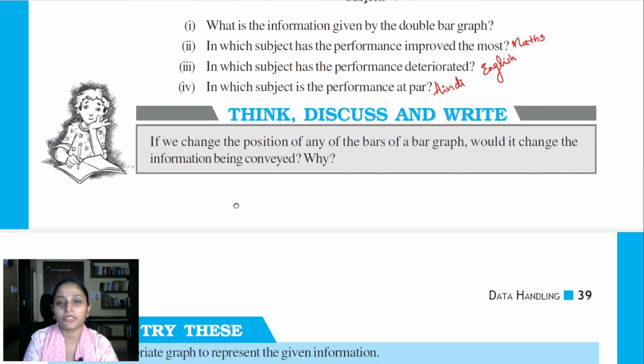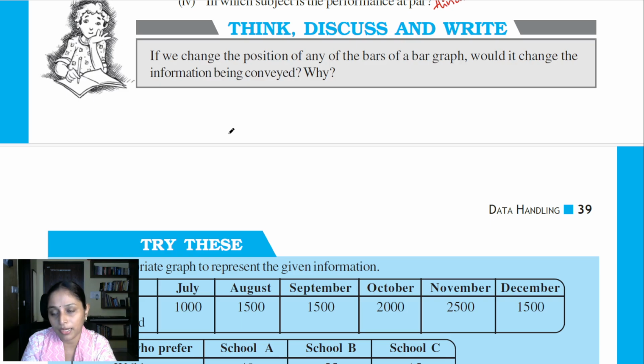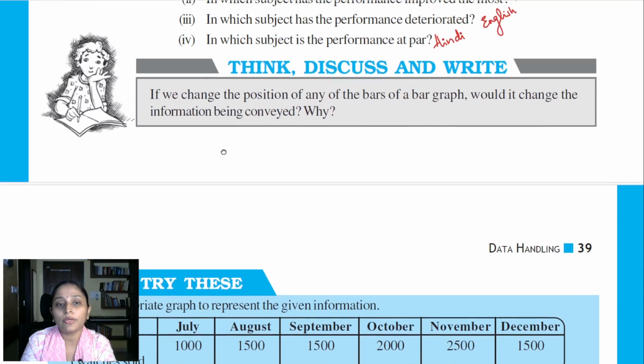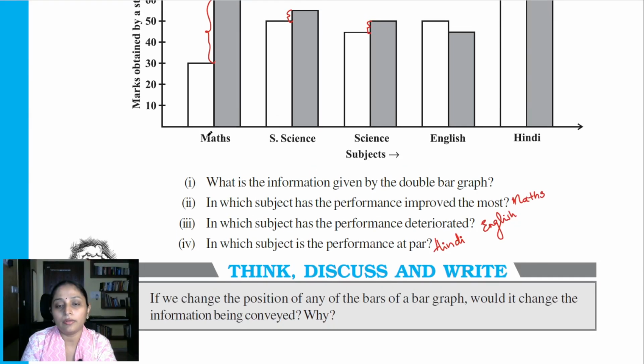Now here they have asked a question, think, discuss and write. If we change the position of any of the bars of a bar graph, would it change the information being conveyed? Now here, for example, if you look at this particular double bar graph, here I have five different subjects. So it doesn't matter the order in which I mention these five subjects, right? Instead of math, social science, science, English and Hindi, I can have these subjects in any order. It does not change the information being conveyed, or give any false information. So that's not a problem.